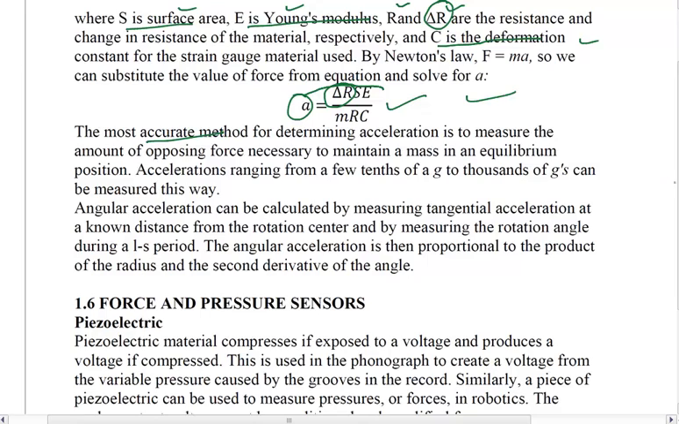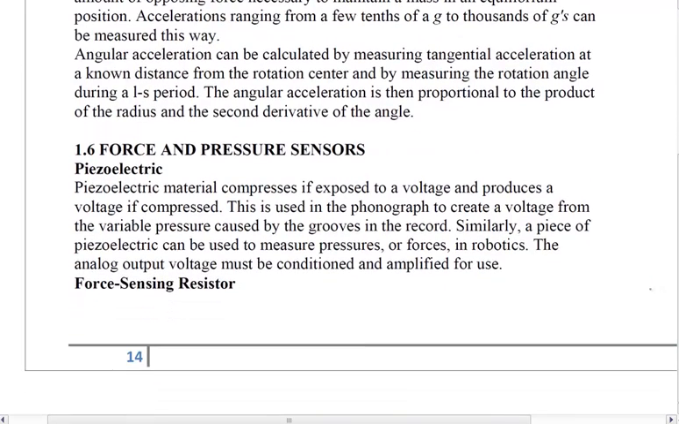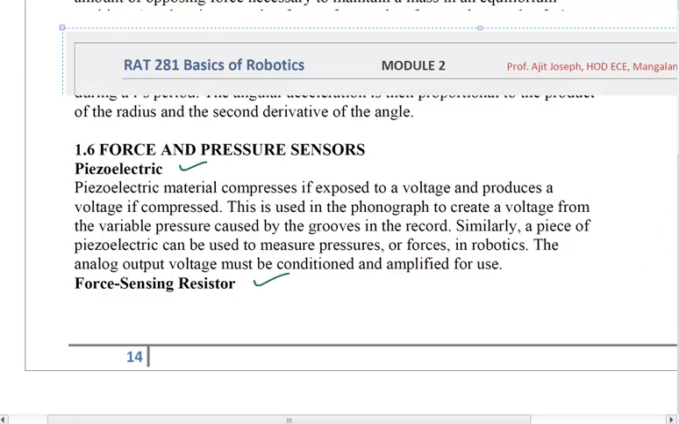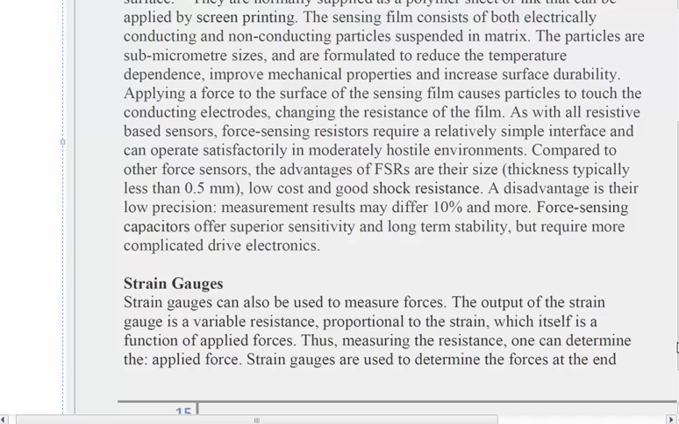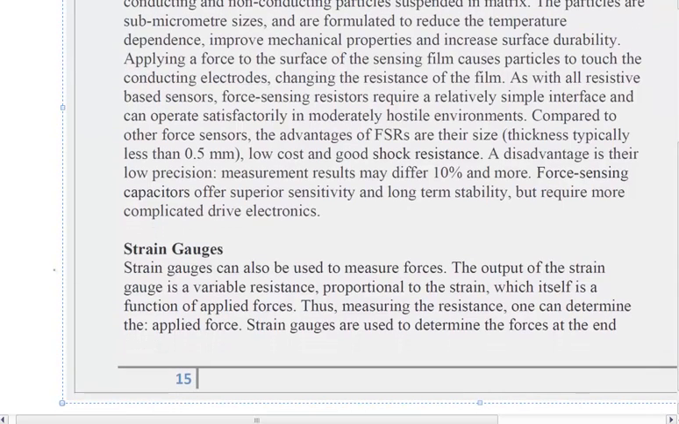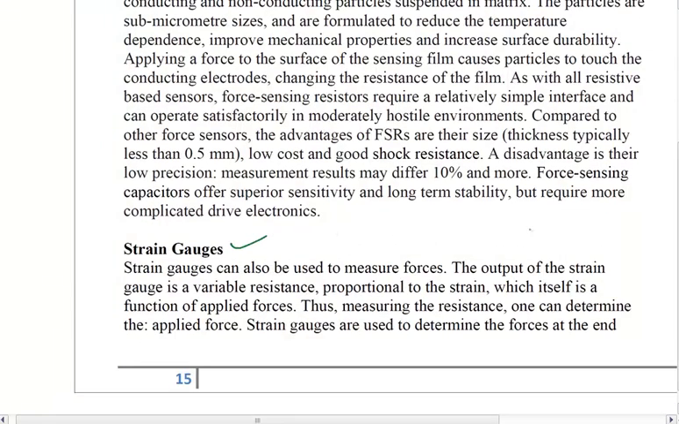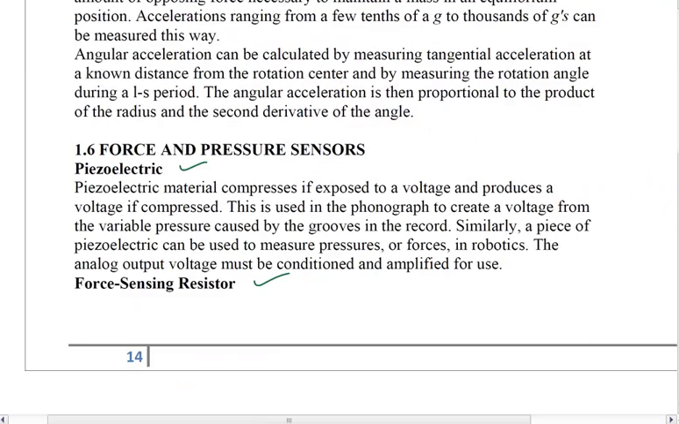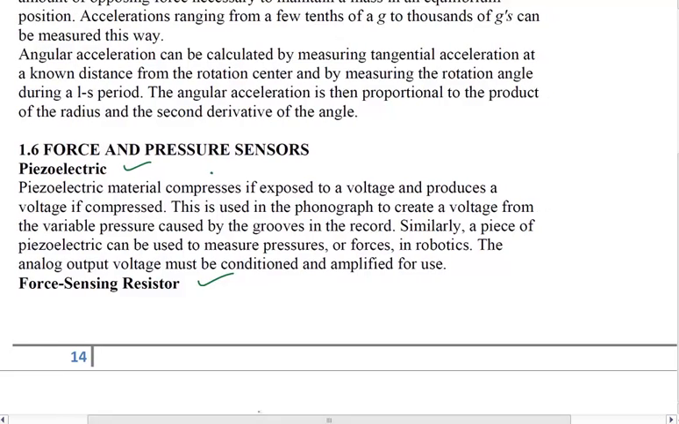So no problem. Okay. Next is the force and the pressure sensor. There are three kinds. One is a piezoelectric sensor, another is a force sensing resistor, and the third one is the strain gauges. So when we reach here, we will see what is the strain gauge. Before that, let us talk about the piezoelectric and the force sensing resistor.